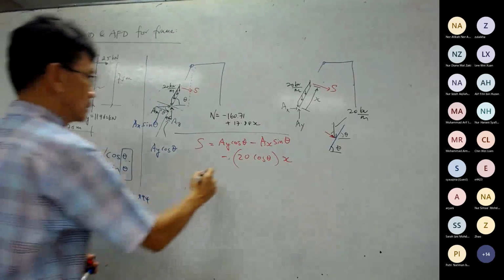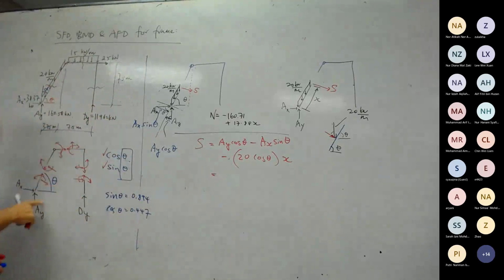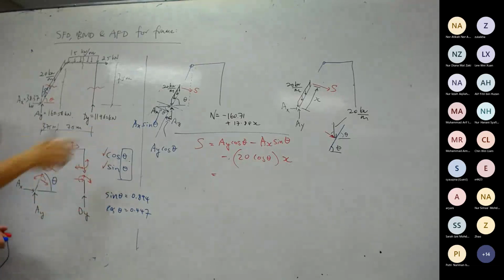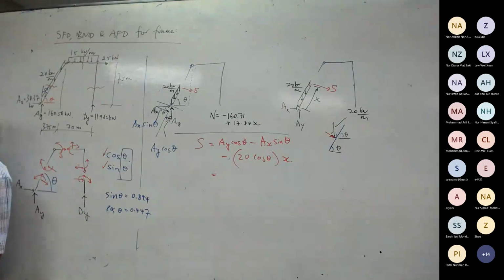So if I substitute here AY again, the value of AY, value of cos theta, value of sine theta, then we can simplify that to become, that's why AY, okay, 160.58 multiplied with 0.447, 8.